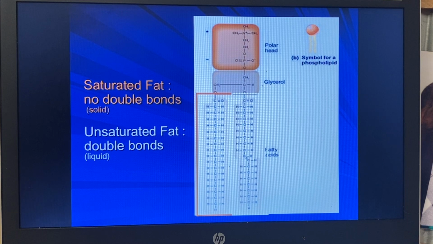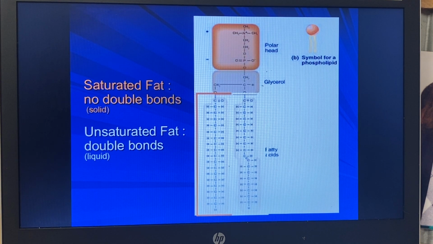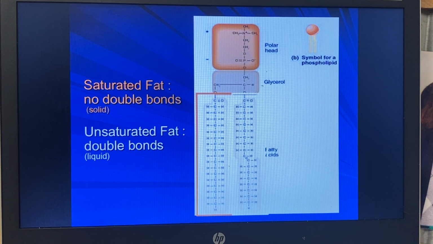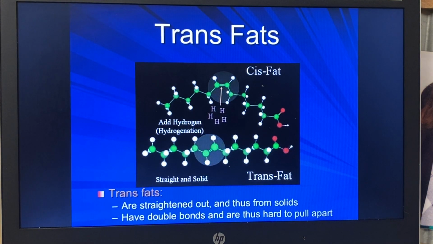We can still take in saturated fats. I mean, you find that in a lot of nuts and things like avocados, but you want to limit your intake of those. You want to eat more unsaturated fats. Okay, so those are the two types of fats, and then there's a third category, which is called trans fats.